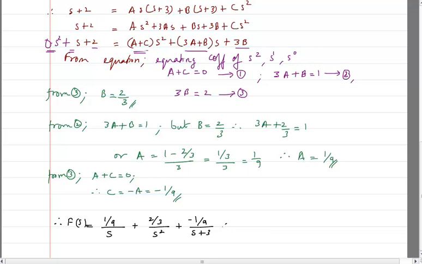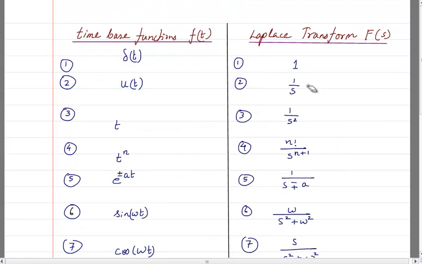Okay. Therefore, for f of t, now you can take the Laplace inverse. We know that the Laplace inverse of 1 by s is going to be u of t. Sorry, only u of t. I have to look at the chart; always I look at the chart. So it is 1 by s is u of t, 1 by s square will be t, isn't it? So that same thing I will use here.